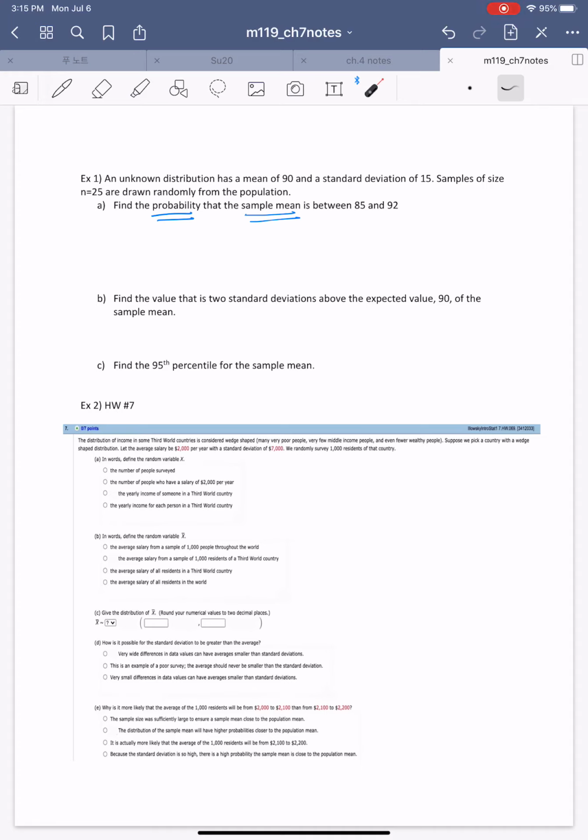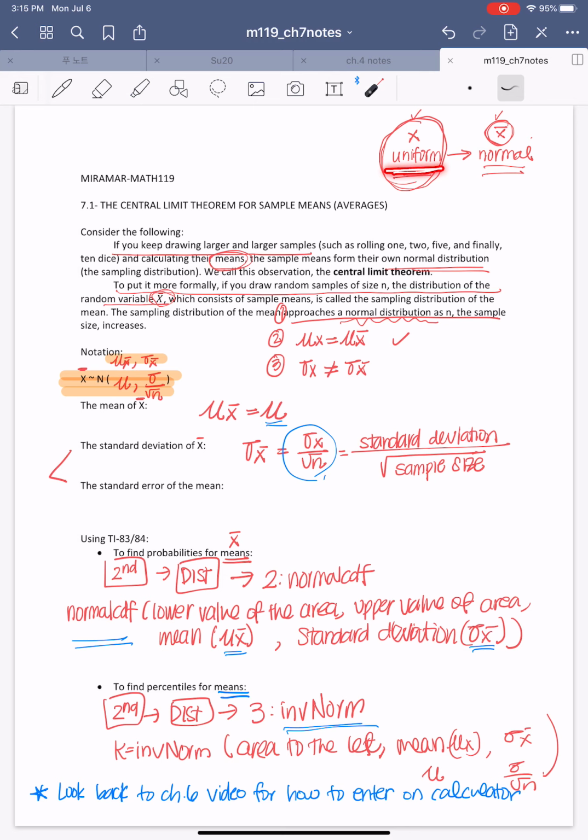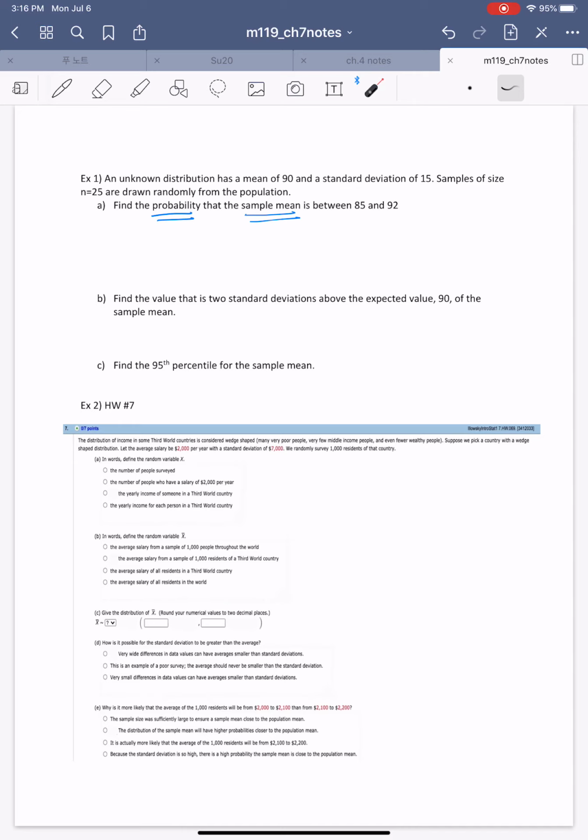So let's take a look. We don't know what the distribution of our sample is, but it doesn't matter. It could be uniform, it could be something else, but whatever the case is, you're always going to have a normal distribution for the X bar. That's the central limit theorem. So this is what it's interpreting. Find the probability. Okay, probability of what? Sample mean. Notice I am using X bar now. It's not X, it's a sample mean. Your variable is X bar. Between 85 to 92.